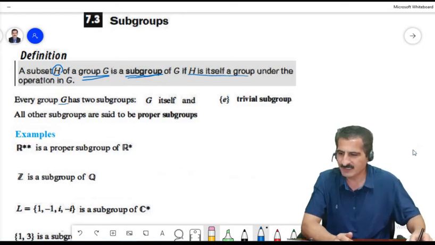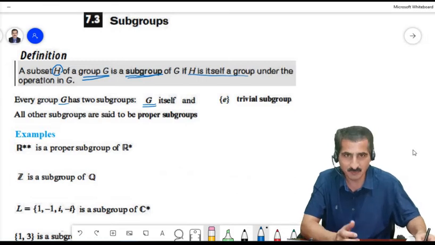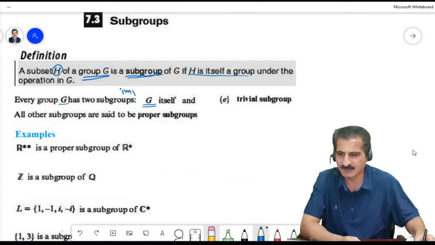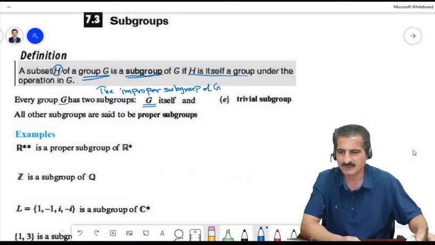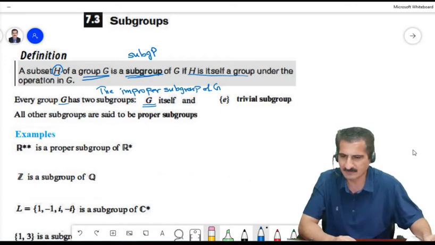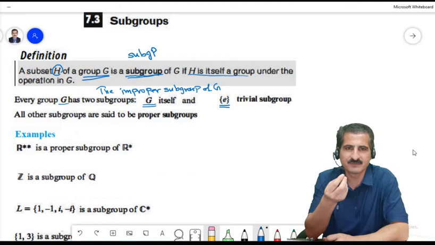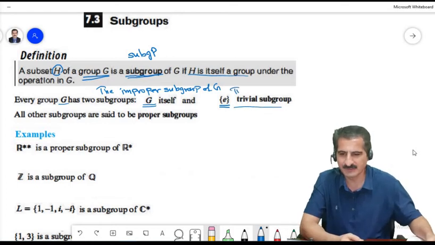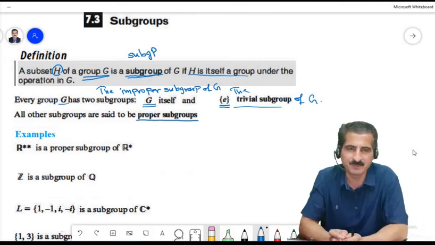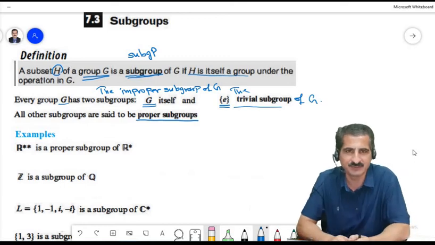Now every group has two subgroups. G itself is considered a subgroup, and this has a name, the improper subgroup of G. I will keep writing subgroup this way. This is called the improper, the whole group at once. And if we take the identity, because G is a group, then the identity lives there. This identity by itself makes a group, just a set with one element, and it is a trivial subgroup. So it's called the trivial subgroup of G. Any other subgroup will be called a proper subgroup. So we mean by a proper subgroup not G itself and not the trivial subgroup, which is the identity.